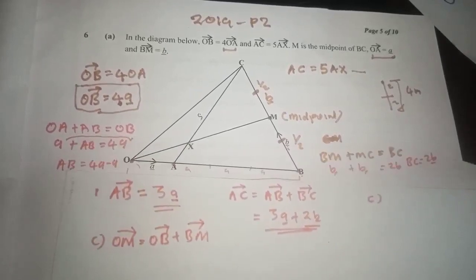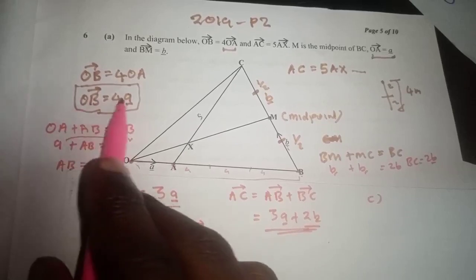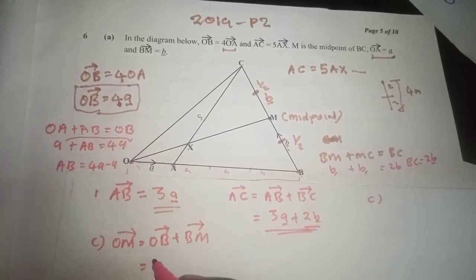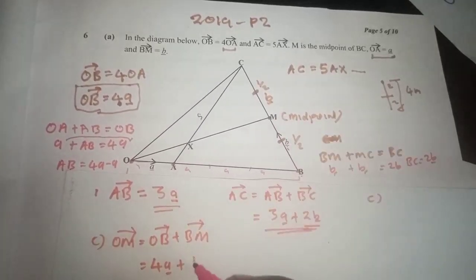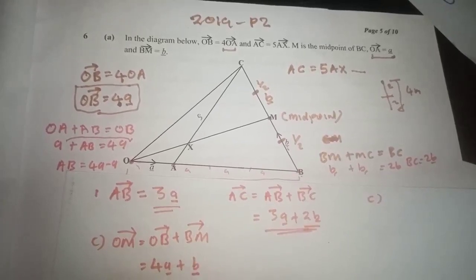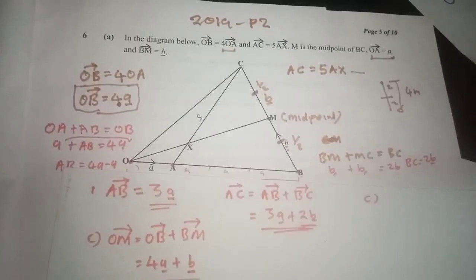Now what is OB? Okay, what is OB? OB, we already said OB is 4A, plus BM is B, and yeah, good to go. Okay, you're good to go.